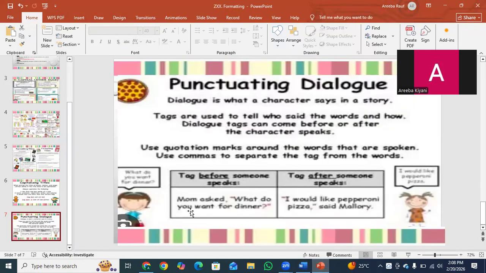And let's take this example. Mom asked, "What do you want for dinner?" We keep W capital and we put this whole sentence in quotation marks because it is the dialogue of the mom. "What do you want for dinner?" "I would like pepperoni pizza," said Melbury. Okay. We keep this sentence in quotation marks because this is the dialogue of Melbury. Okay.